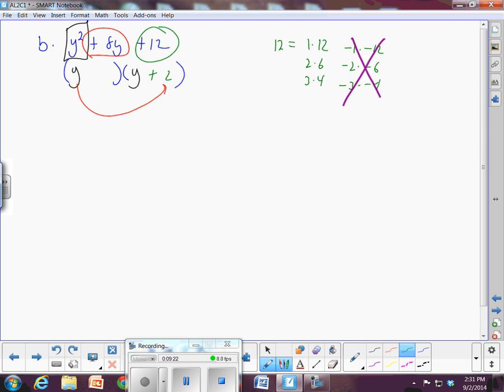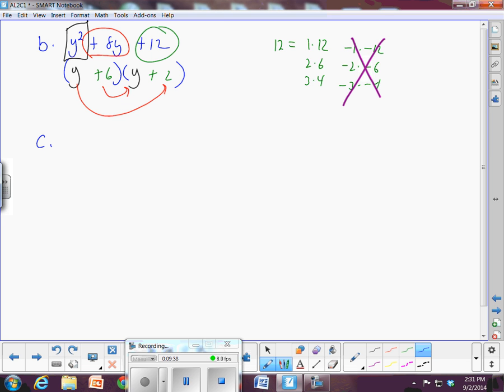So if I get two of them there, and then with my inners, get 6 more y's. Doesn't that give me 8y? Sure it does. And that's the factoring: the quantity y plus 6 times the quantity y plus 2.